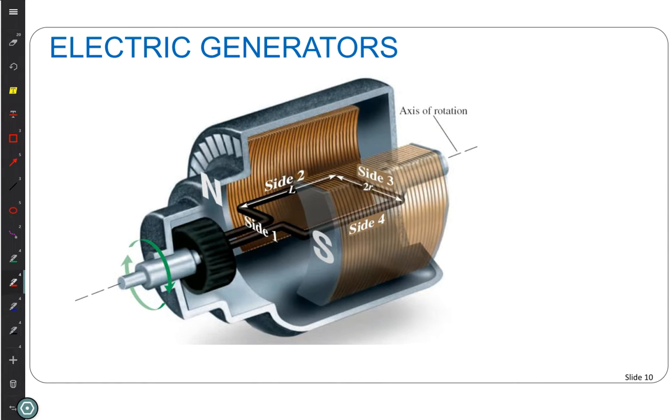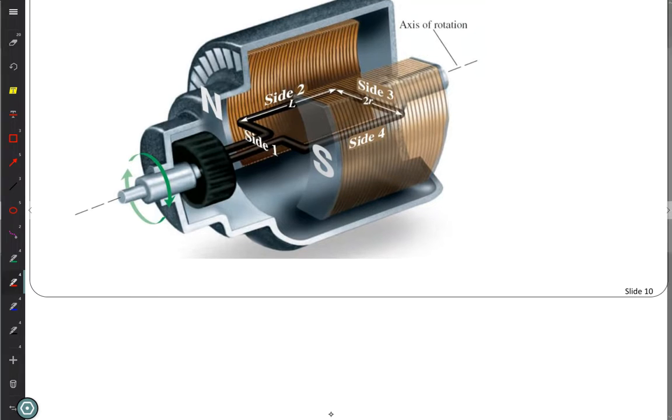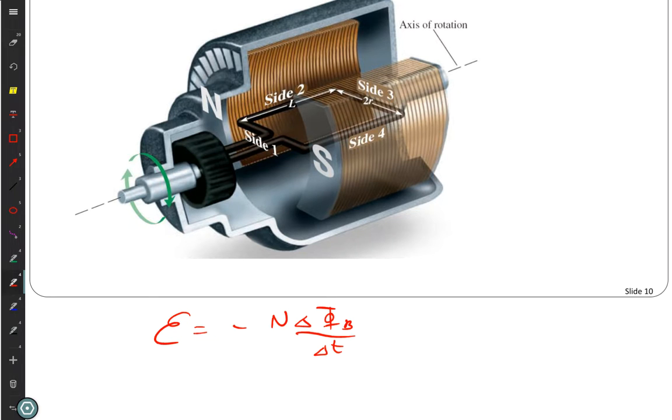Here's an electric generator. Now that we have Faraday's law of induction, we know that the induced EMF is minus N change in magnetic flux over change in time. We have here two permanent magnets creating a magnetic field. What direction should the magnetic field be going? Out of what and into what? Out of north and into south. So in the region where that little loop is, the magnetic field is pointing like this.